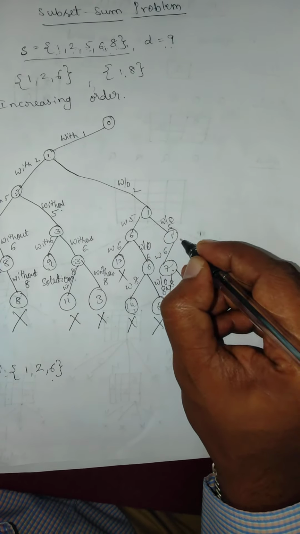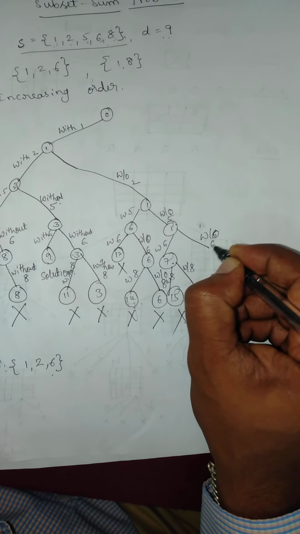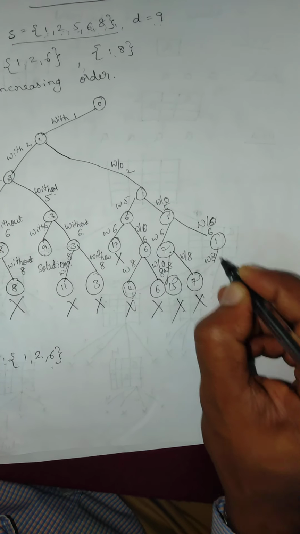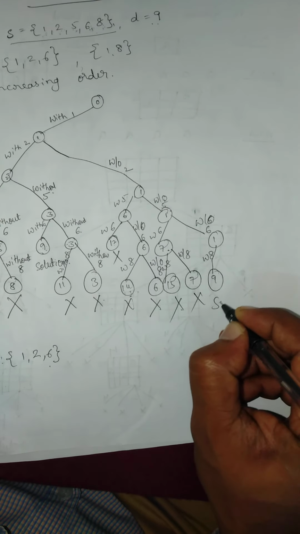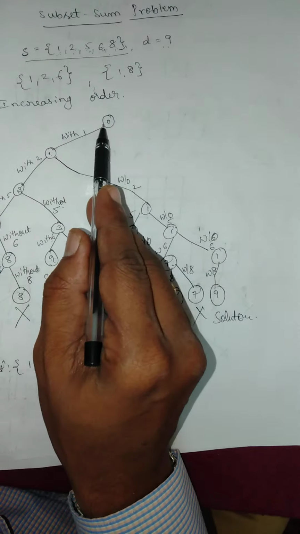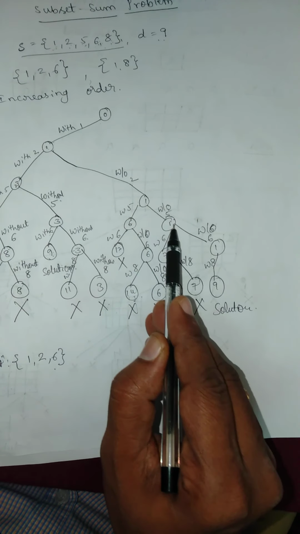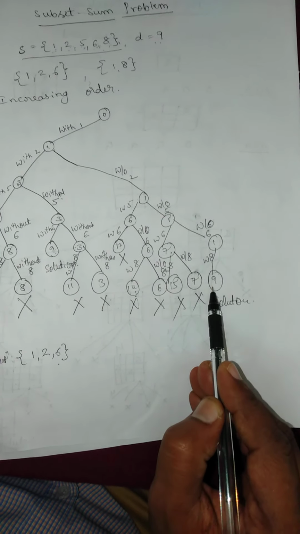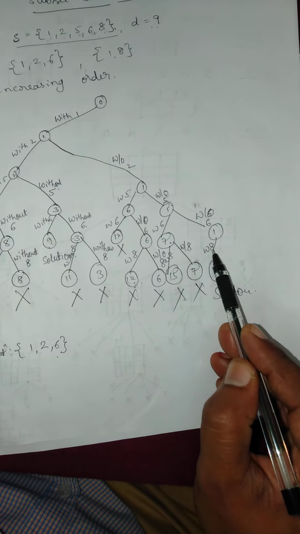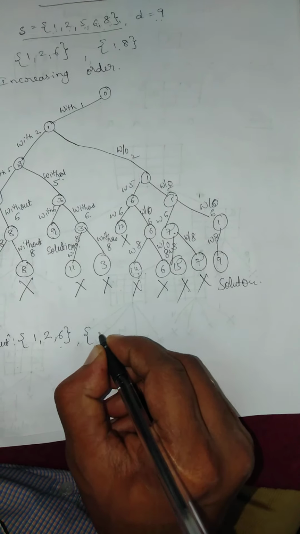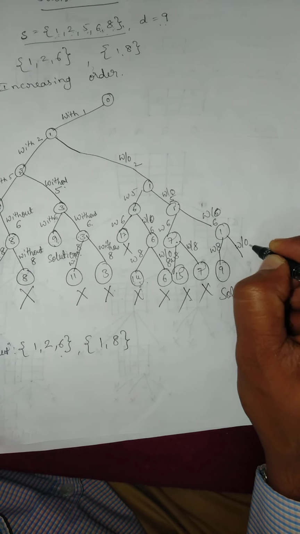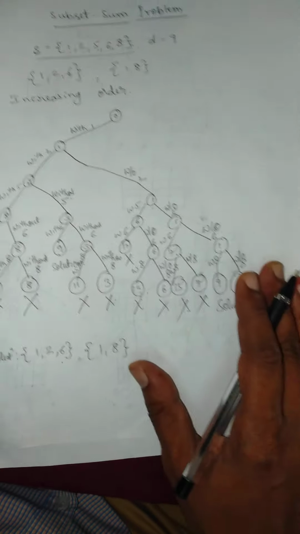So track back, without 6, the sum is 1. After 6, the next element is 8. With 8, what do we get? It is 9. Yes, here is one more solution. So trace the state space tree. It is with 1, without 2, without 5, without 6, with 8, right? So 1, then exclude 2, exclude 5, exclude 6, include 8. Therefore one more subset is 1, 8.